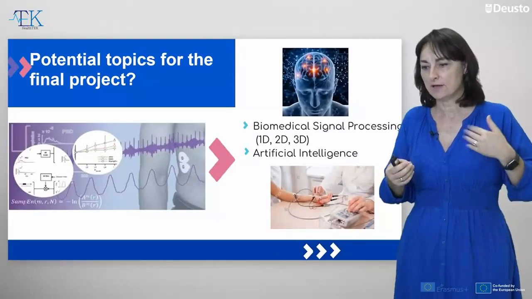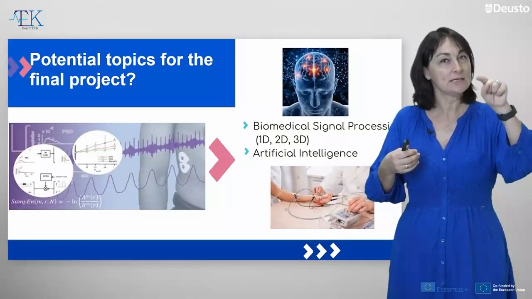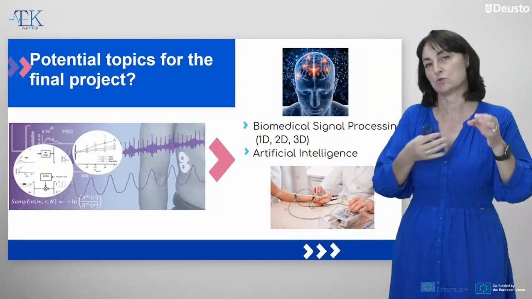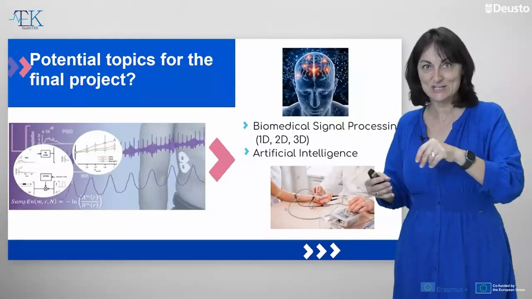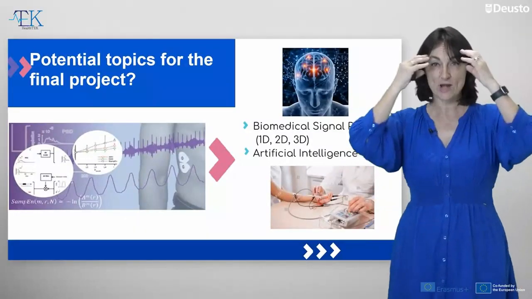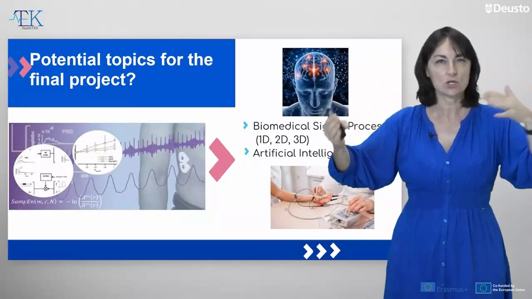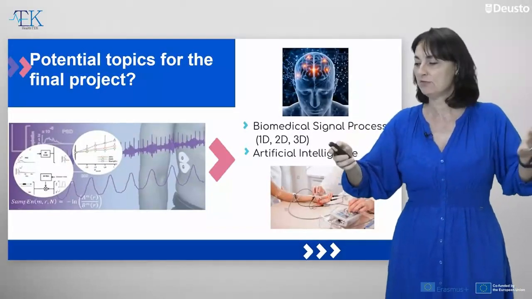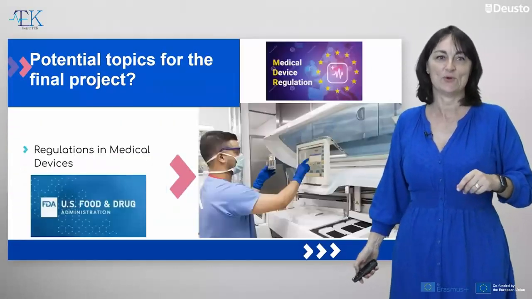For instance, our heart moves, beats. This is a 1D signal, but if you have an image of a cancer in our lung, this is a 2D signal, the image. And if we have something in volume, our brain in volume, this is a 3D signal. So there are different technologies, different algorithms to be applied to 1D, 2D, 3D. If you are interested in that, then you can develop the final project on this topic.